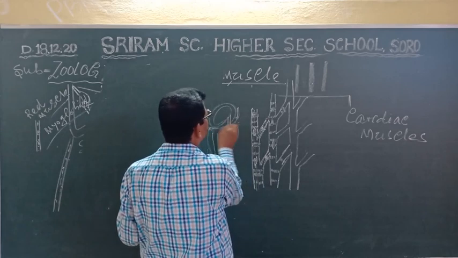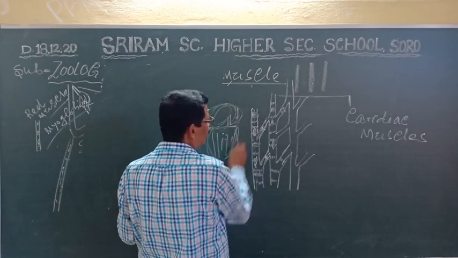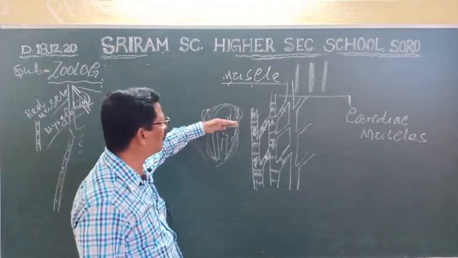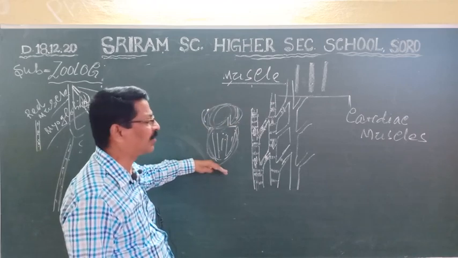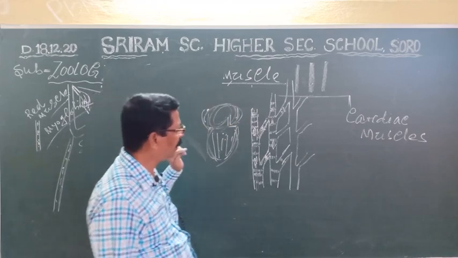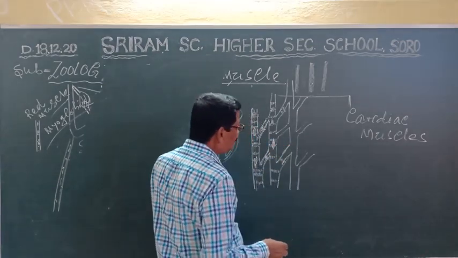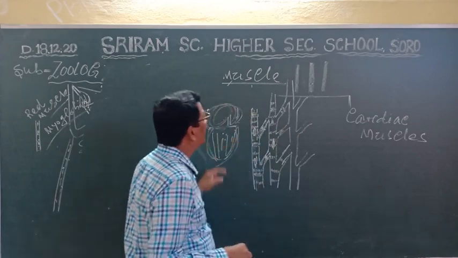But there is a partition wall between the atrium and ventricle. So the atrium and ventricle will not contract together, because there is a partition wall: one is atrial cardiac muscle and the other is ventricular cardiac muscle. Clear? So the cardiac muscle works like the striated muscle.